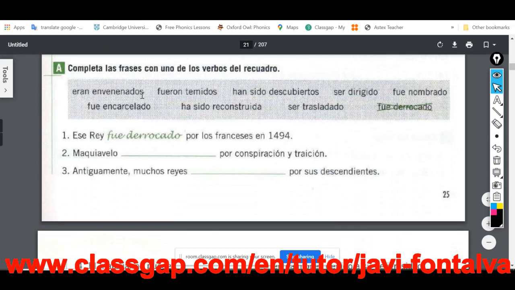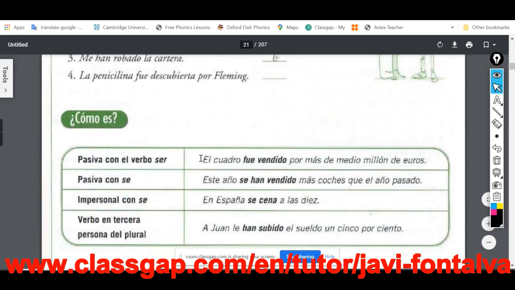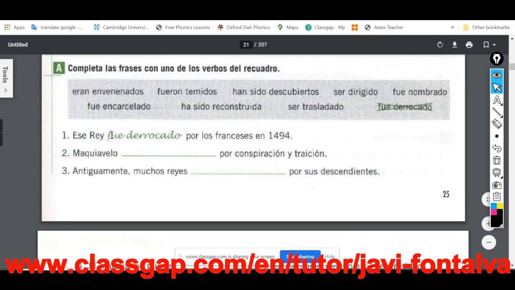Okay, so here we have some constructions. Eran envenenados, fueron temidos, ha sido descubierto, ser dirigido. So you can see all of this is actually the first construction. You can see it's used in different tenses. It could be in the imperfecto, indefinido, perfecto. Even in the infinitive, as you can see.